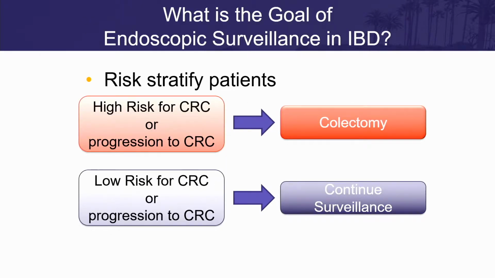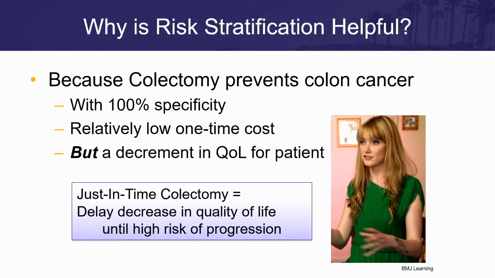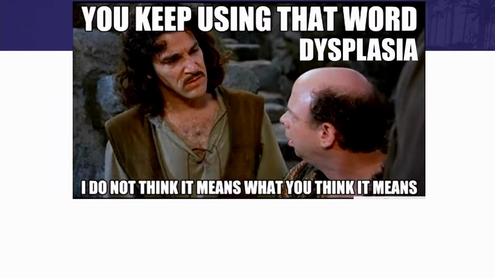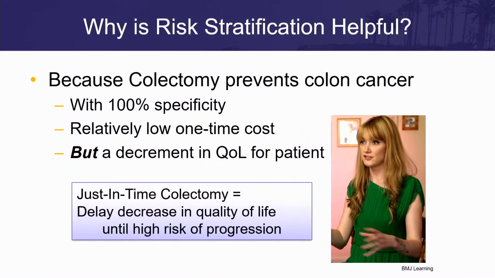So ideally, we're going to risk stratify patients. Those who are high risk for colorectal cancer or progression to colorectal cancer should go to colectomy, and for the low risk, we can continue surveillance. The idea of risk stratification is that colectomy prevents colon cancer with 100% specificity and a relatively low one-time cost, but it's a big decrement in quality of life for the patient. And that's really why they want that just-in-time colectomy, so they delay that decrease in quality of life until there's high risk of progression.